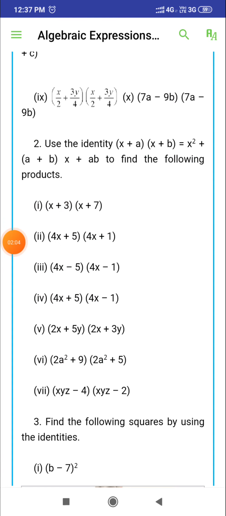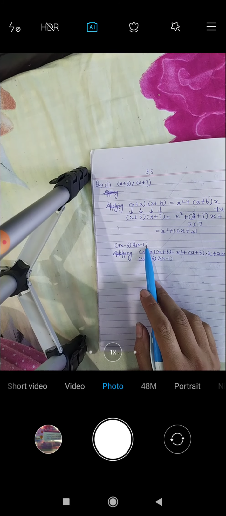In this way, you can solve its second part. Now move to its third part. Third part is (4x−5)(4x−1). Third part of this question is (4x−5)(4x−1).